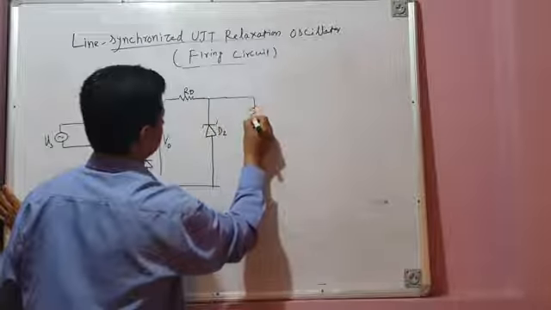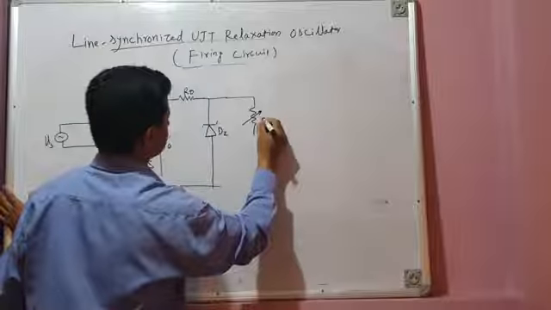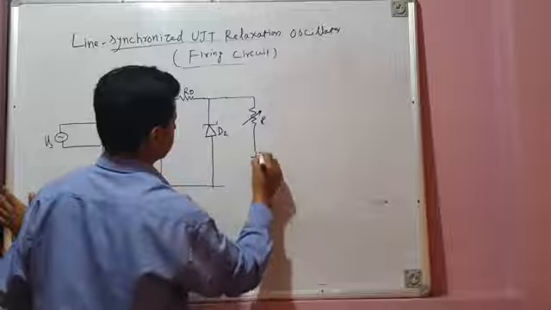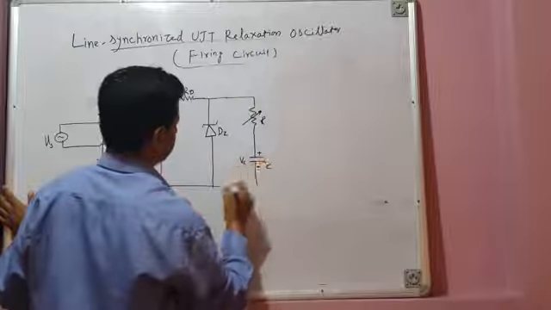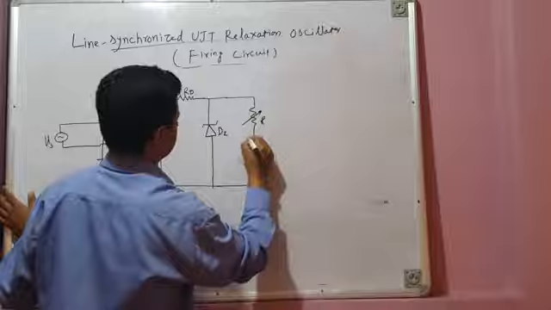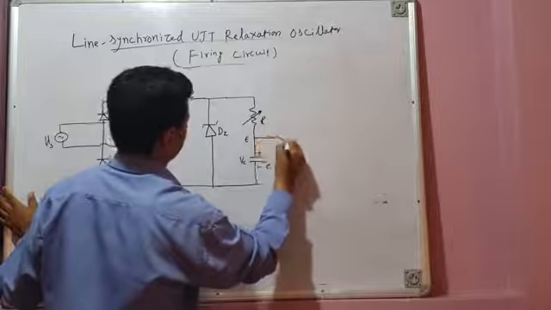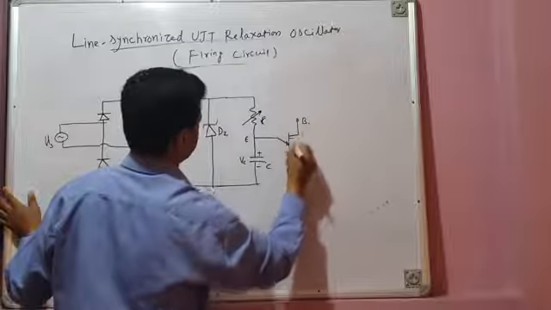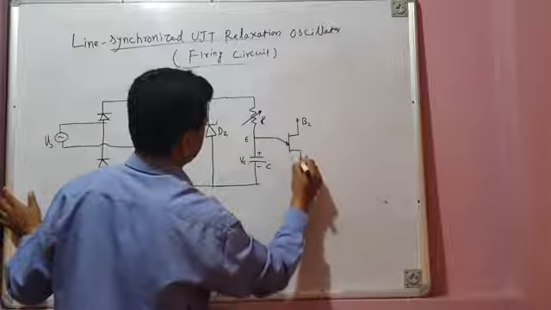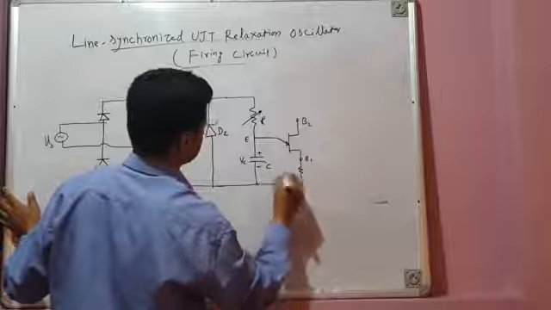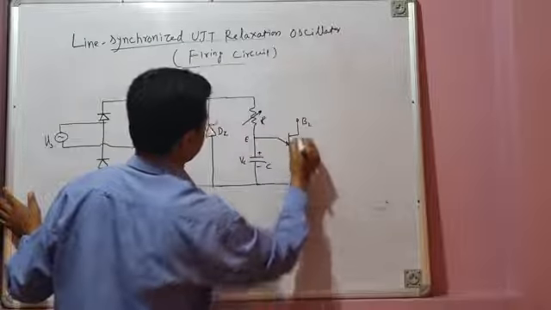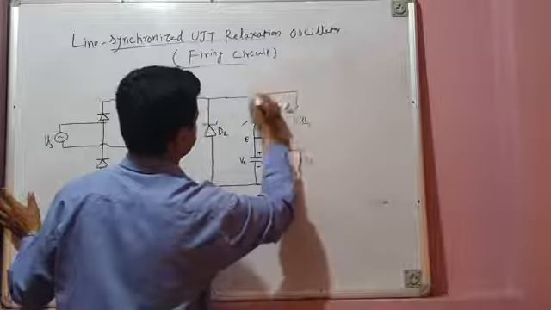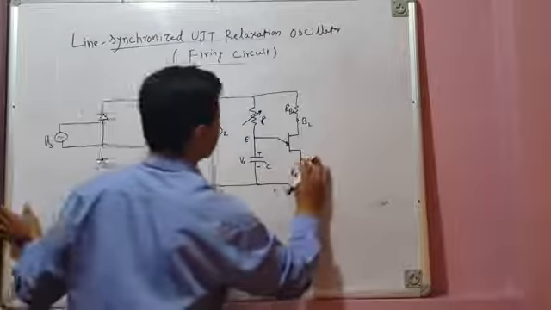Then you have a variable resistance R, an RC charging circuit. This is the capacitance C, the voltage across the capacitance is Vc, and this is your emitter, and this is your UJT. This is base terminal B2. This is base terminal B1. You have an external resistance RB1 here, and an external resistance RB2 here, just like this.